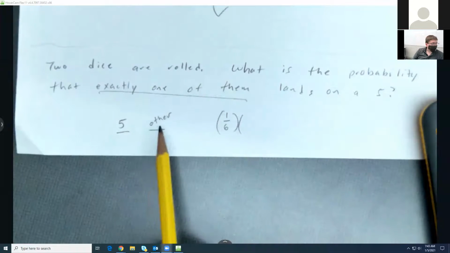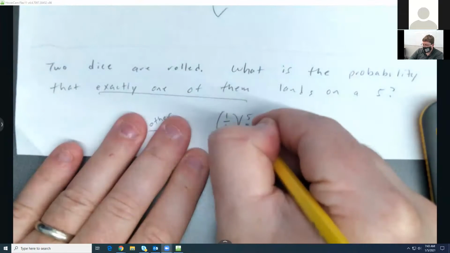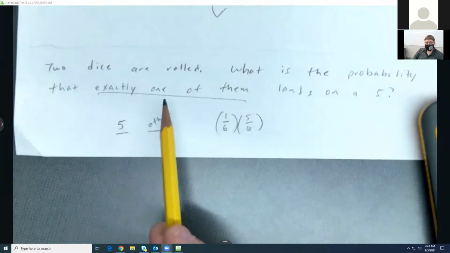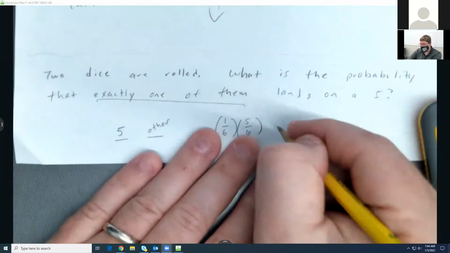What is the chance then that the other die is anything but a 5? We now have 5 options left out of 6. Very good. Now, this is one possible scenario. When it comes to exactly 1, you can have the first one be a 5 and the second one be something else.